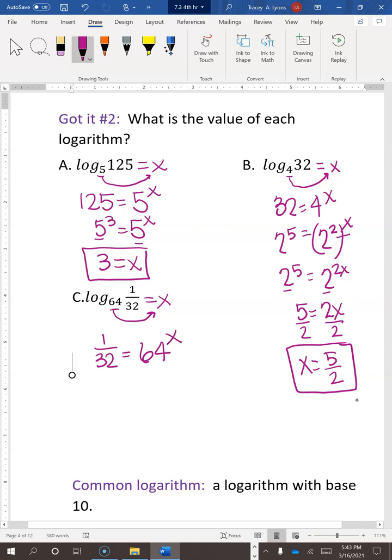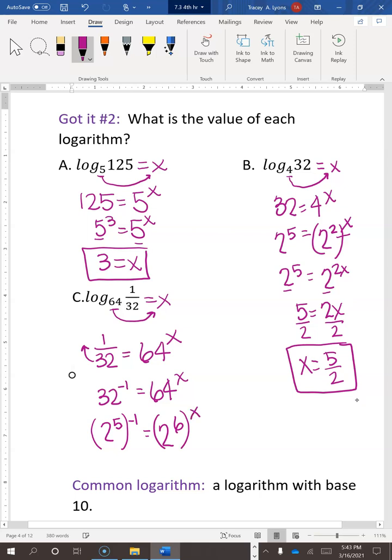First of all, 32 is on the bottom, so I'm going to bring it up, and when I do that, it gets a negative exponent. You want to always bring these down as low as you can. So I'm going to rewrite 32 as 2 to the 5th power. I'm going to keep that negative 1 there for now. 64 becomes 2 to the 6th power.